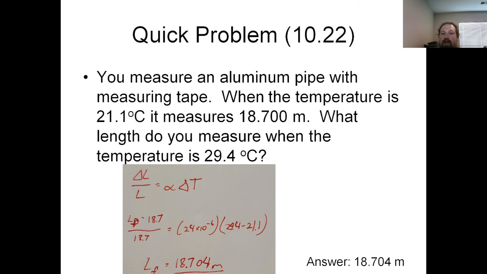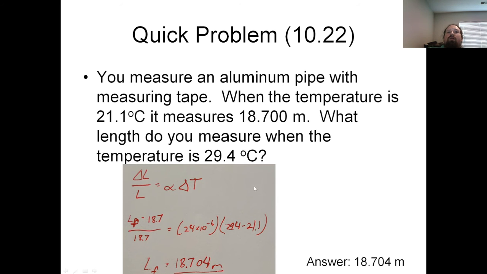Let us do a quick sample question just to show this principle in action. Let's say that you measure a length of aluminum pipe with a tape measure. When the temperature is at 21.1 degrees Celsius, you measure the pipe to be 18.700 meters long. If you were to measure that same pipe at this different temperature, 29.4 degrees Celsius, what would its new length be at that temperature?